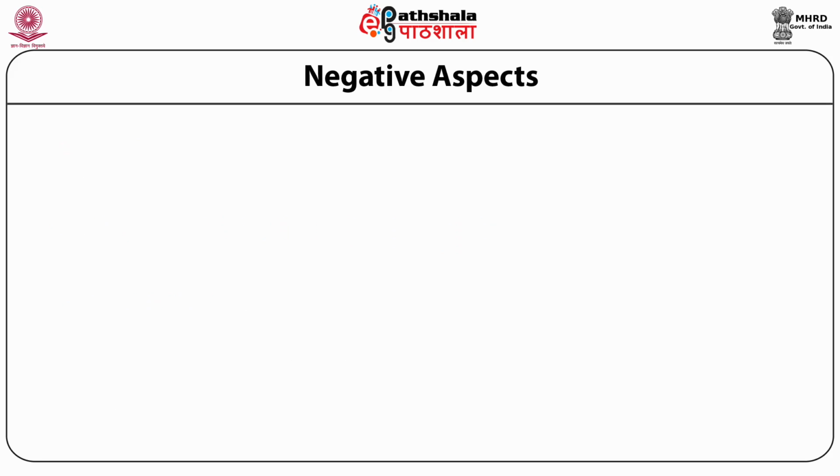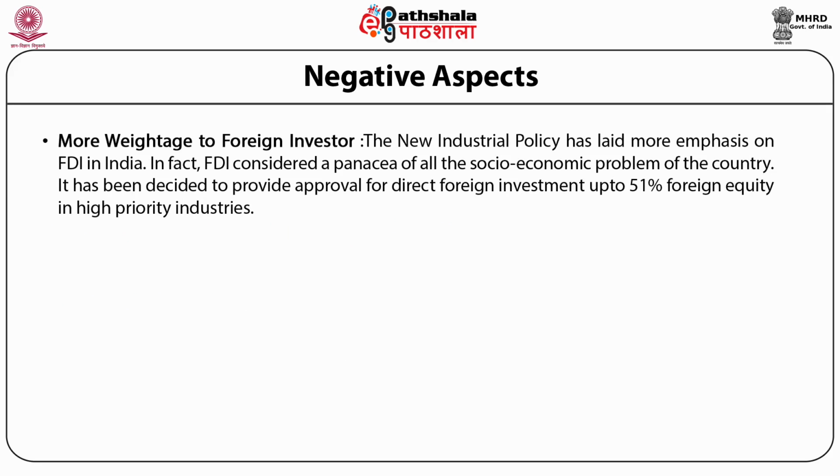As far as negative aspects of industrial policy are concerned, more weightage to the foreign investor was given. The new industrial policy has laid more emphasis on FDI in India. In fact, the FDI is considered as a panacea of all the socio-economic problems of the country. It has been decided to provide approval for direct foreign investment up to 51% of foreign equity in high priority industries. 34 higher priority industries having provisions for automatic permission for FDI would make it possible for the large multinational companies to dominate certain growing areas of our country.